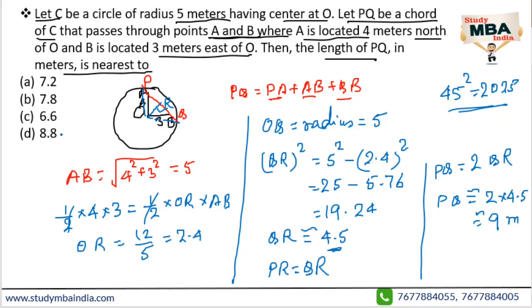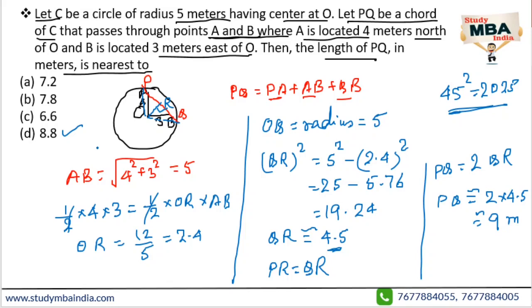So the answer close to 9 meters that we can see in the options is 8.8. I hope this is clear to you. Keep in mind one thing, that 19.24 is a fractional value, we cannot calculate the exact square root of 19.24. This is basically lengthy, so that's why we keep it close to 4.5 and we got the answer that will be slightly less than 9.